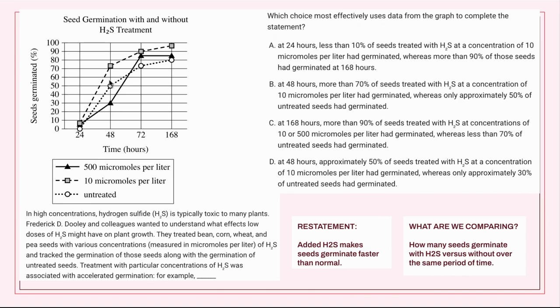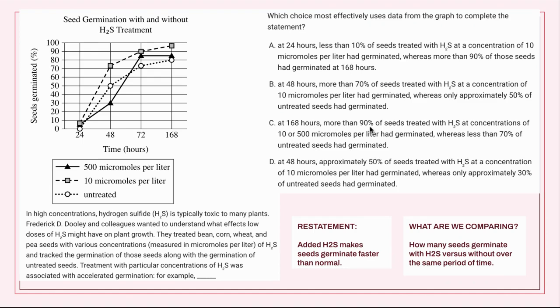So if I look here, at 48 hours, looking at the square bar, that is a little more than 70%. And then untreated is this circle stuff, and at 48 hours, the circle is at 50%. So these values add up, and it's comparing it, and it's showing that H2S makes it go faster than the untreated one. So I like it, but let's check the other ones.